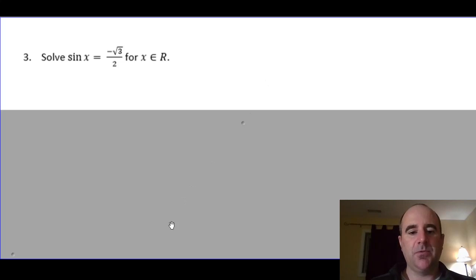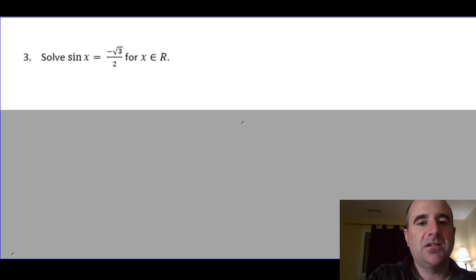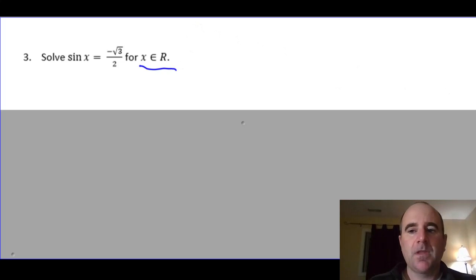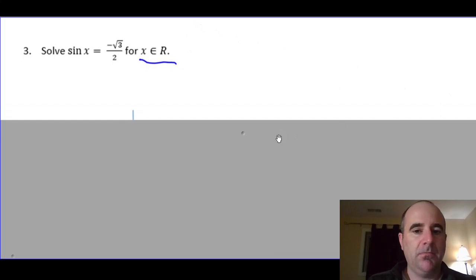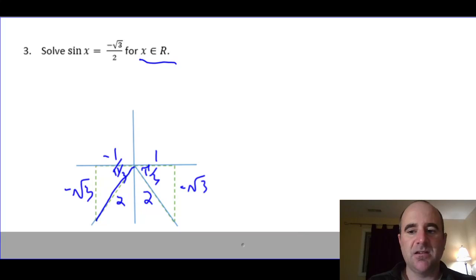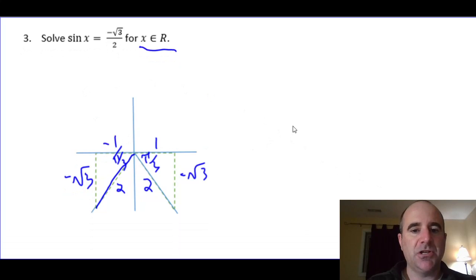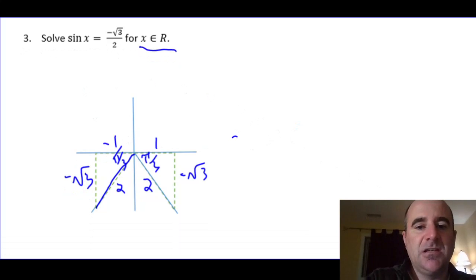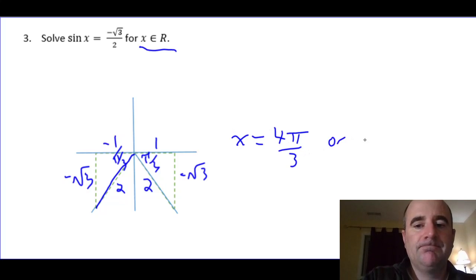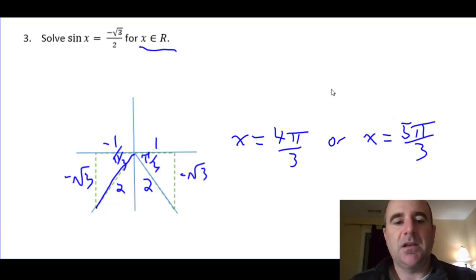In this next example, we're going to do the same problem, but instead of having x between 0 and 2 pi, we're now saying that x is any real number. So how does that change the question? Well, to start with, it's basically exactly the same. We can draw the same picture and get, again, the exact same two answers to start. Pi plus pi over 3 or 4 pi over 3, or x is equal to 5 pi over 3. So that gets us started.